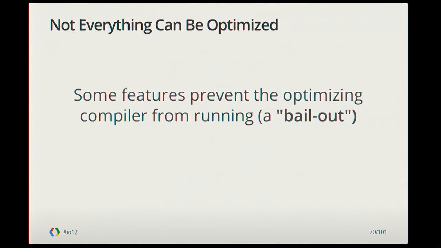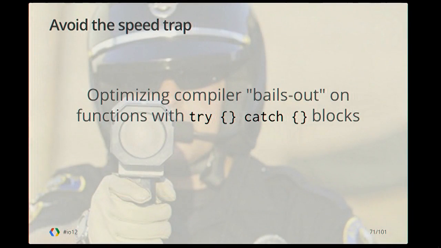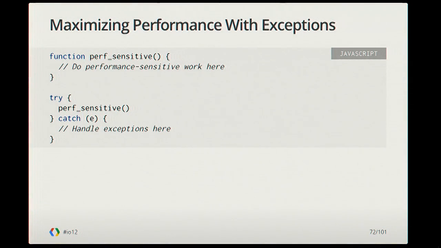However, there are certain circumstances in which the optimizing compiler can't optimize a function. This is called bailing out, that's what we call it. The reason is there are certain language features that are just not supported yet by the optimizing compiler. The most obvious example is try-catch. If you have a function that contains a try-catch block, the optimizing compiler right now can't optimize that. We hope to change that in the future. But until then, there's a workaround.